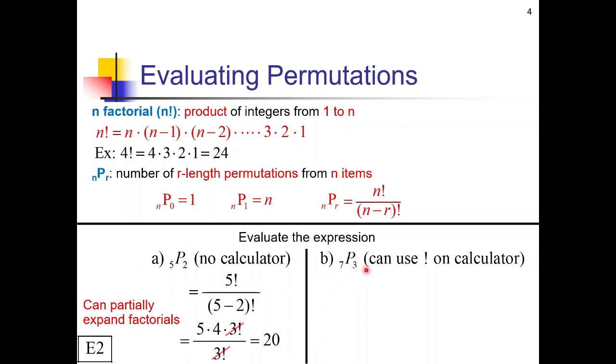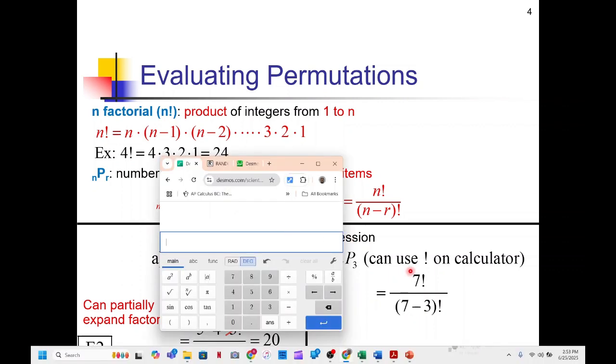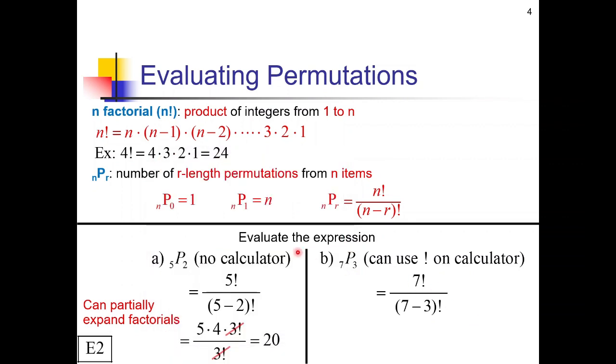Now let's do this next one, and we'll use the calculator after we set this up. So we would have 7 factorial over 7 minus 3 factorial. And now if I'm going to go ahead and do this on the calculator, let me make a fraction. Let me do 7 and then just exclamation mark. It is that easy. Divided by parentheses 7 minus 3 factorial. And that's just 210, which we could have found doing it by hand, but it's nice to have a calculator option.